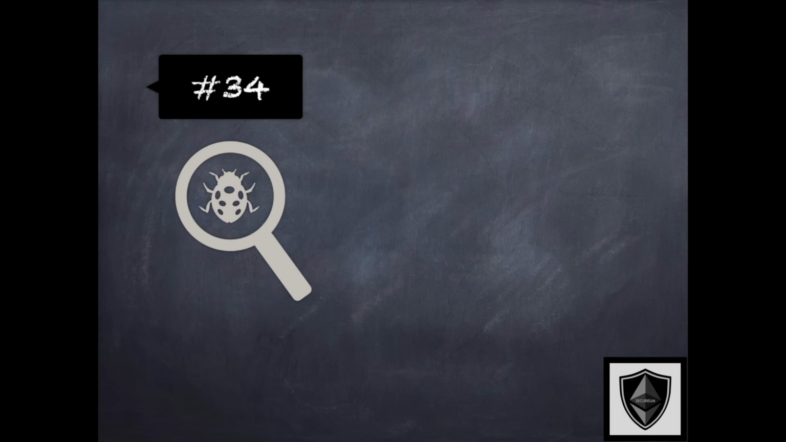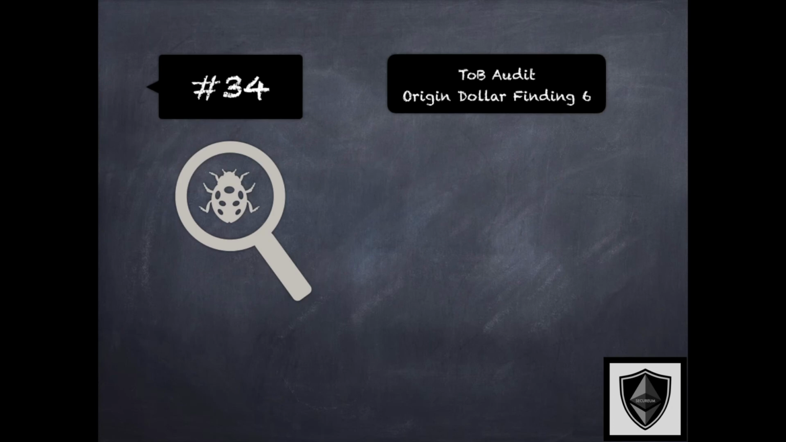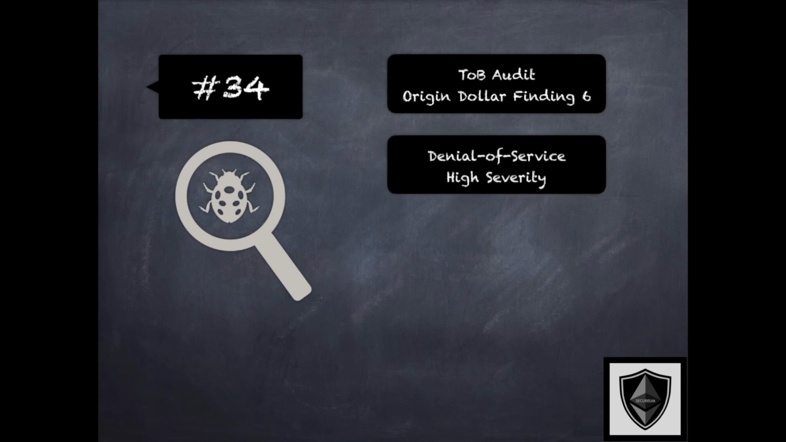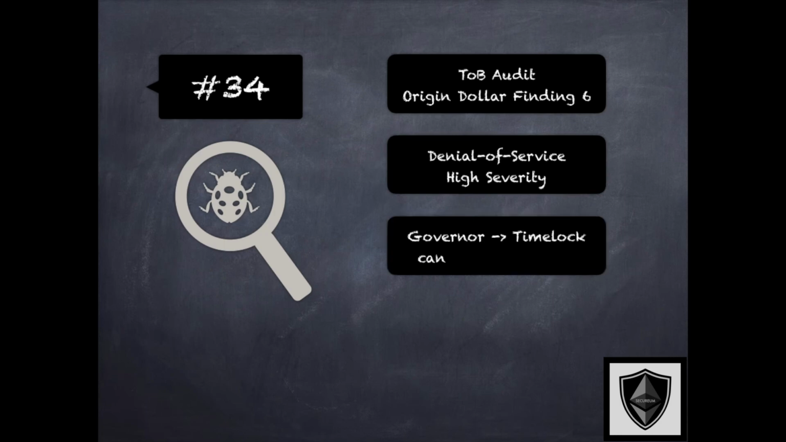Number 34 is a finding from Trail of Bits audit of the origin dollar, where it was a high severity finding related to denial of service. The specific issue was that queued transactions could never be cancelled. The governor contract contained special functions to set it as the admin of the time lock, and only the admin could call time lock cancel transaction. But there were no functions in governor that called time lock cancel transaction, which made it impossible for time lock cancel transaction to ever be called.